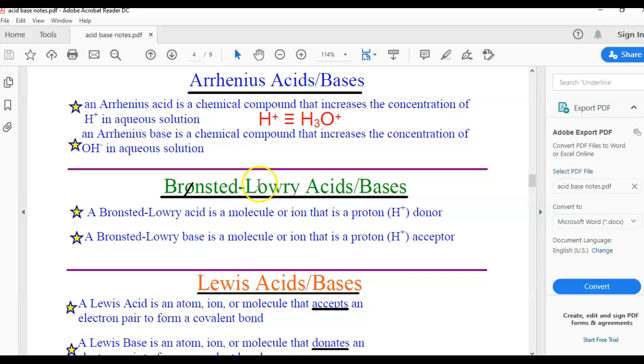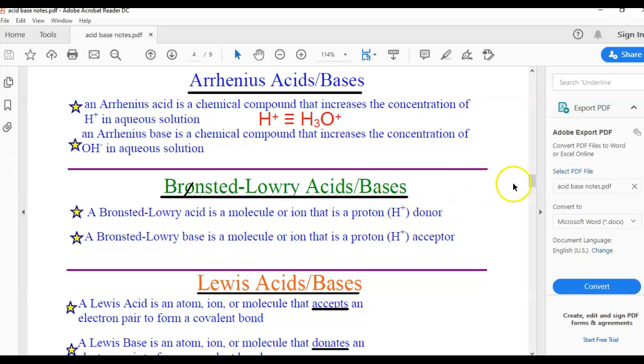Bronsted-Lowry were 2 scientists who came up with a wider definition, because they noticed there are some things that don't just donate H's or produce hydrogen plus or hydroxide. And they define the acid as anything that is a proton donor. And remember, a proton is the same thing as a hydrogen ion. And bases are anything that are proton acceptors. Notice the H plus proton here would be accepted by a hydroxide and form water. That's what makes a base a base. This is the definition that we use most of the time.